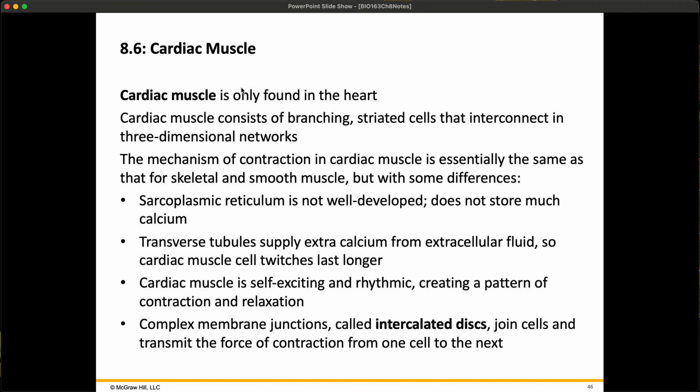Okay, cardiac muscle. Cardiac muscle is only found in the heart. It does have striations, but instead of being straight lines, it branches and forks at certain places to create an interconnected network.